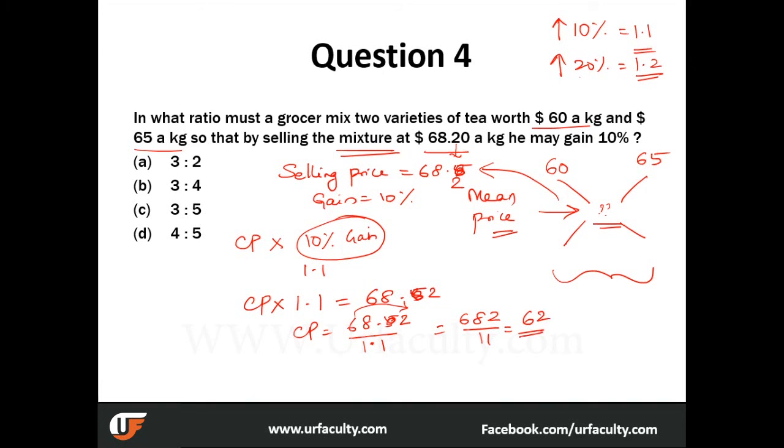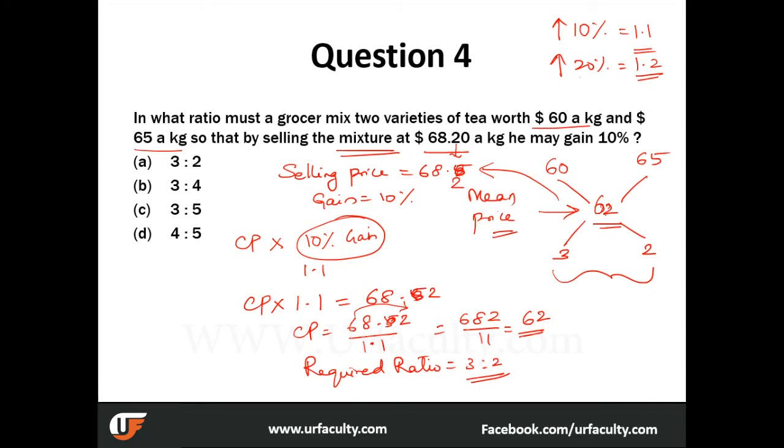So what do we know now? We now know that the mean price is 62, right? When the mean price is 62, your answer is straight away 65 minus 62 is 3, and 60 minus 62 is 2. So what is your ratio? Your required ratio is 3:2.